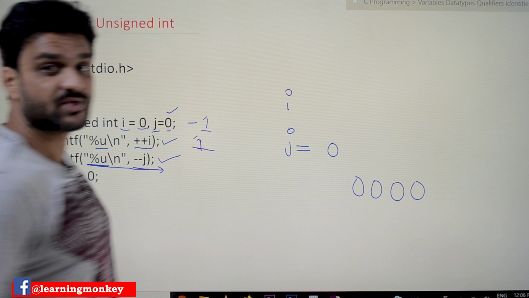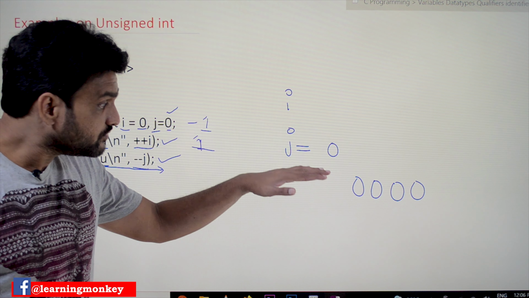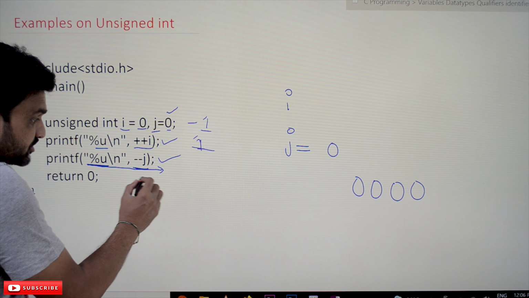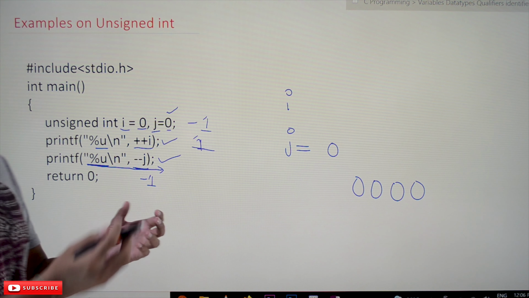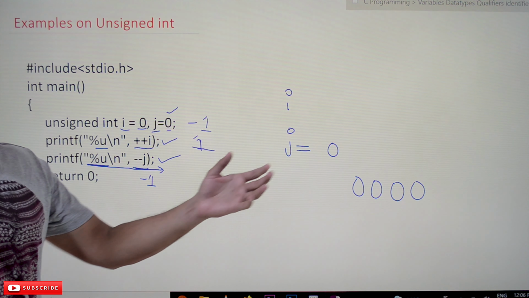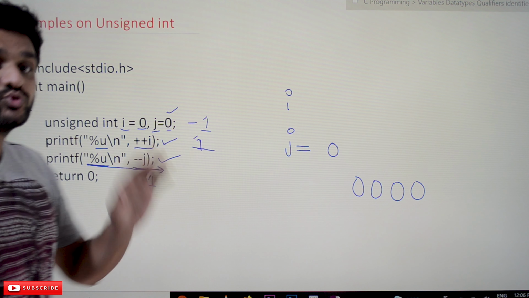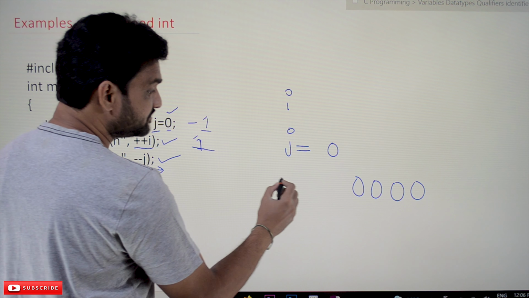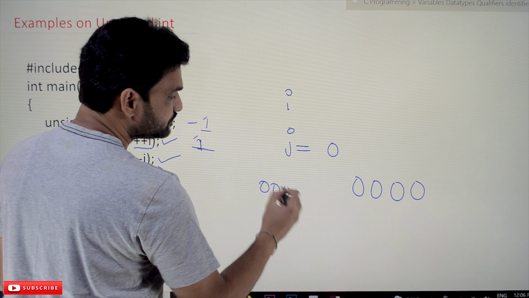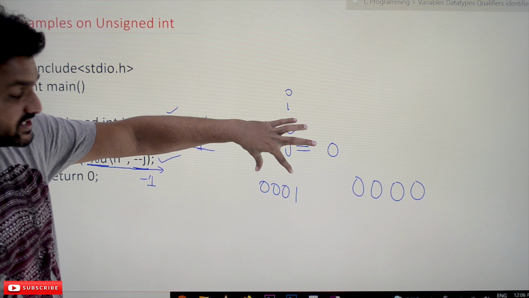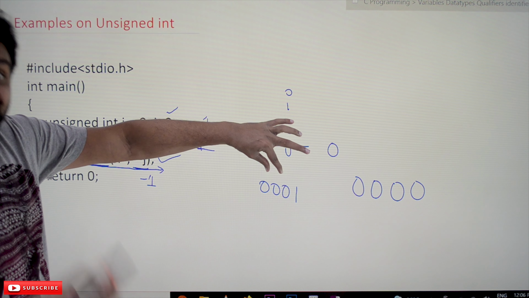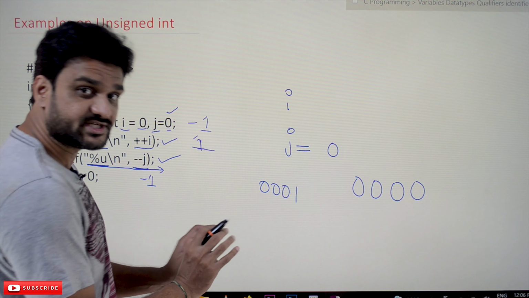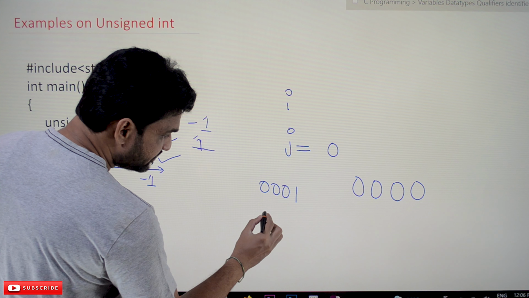Now --j is going to be -1. How is -1 represented on the computer? It is done by using 2's complement. What is the 2's complement of 1? In 4 bits, 1 is 0 0 0 1. -1 is represented by 2's complement. Let's do it very fast. First we take the complement of each and every bit.